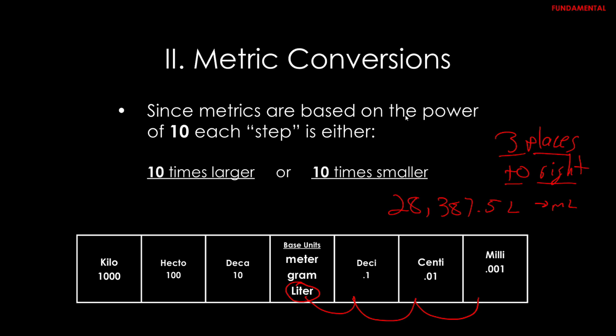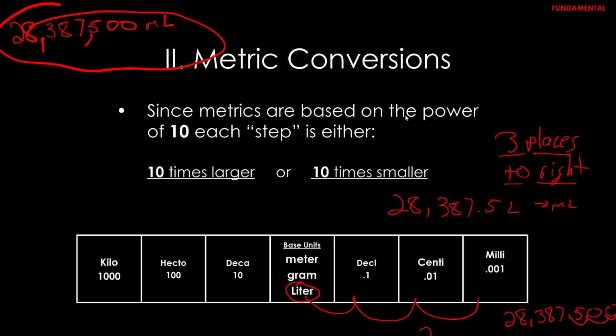So we move it over 1 place right there. Let's move it over another place. We get another 0. And let's move it over 1 more time. So now it turns into 28,387,500. So 1, 2, 3, comma, 1, 2, 3, comma: 28,387,500 milliliters. And that is how you would work this problem right here.